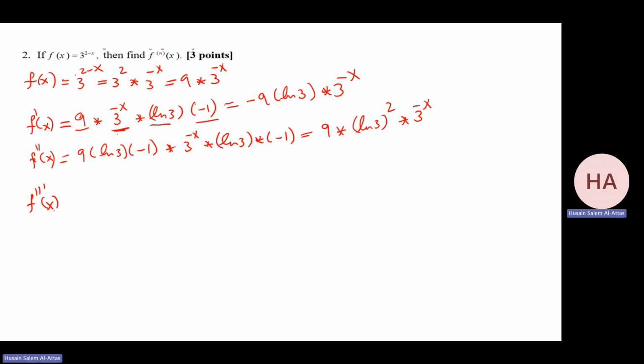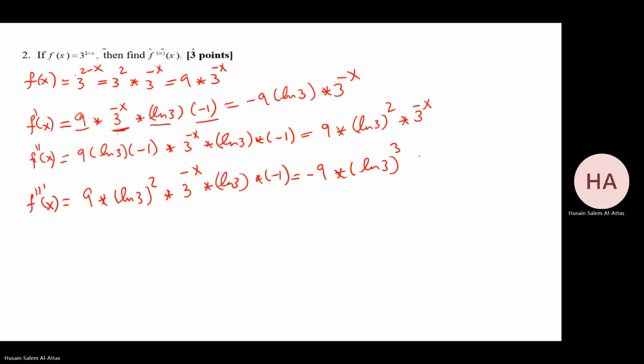I think now we can see the pattern easily. That will be 9 times ln 3 squared times 3 to the power minus x times ln 3 times minus 1, which is minus 9 ln 3 cubed times 3 to the power minus x.